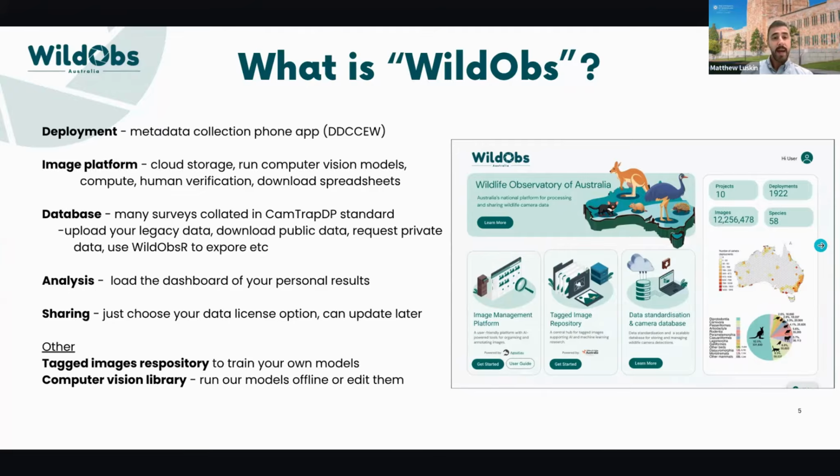And some of the other tools that we have are a tagged image repository. And this is where computer scientists can go to train new models. That's where they find their images. And a computer vision library where we have a set of models that you can run offline. You don't have to use our image management platform to run or to train a model or to run these models if you don't want to.